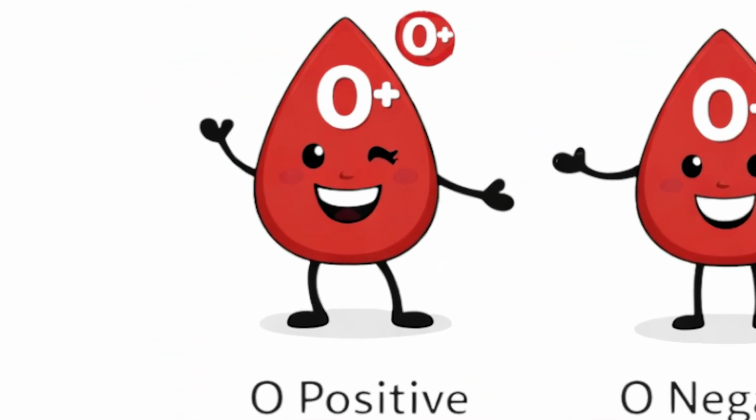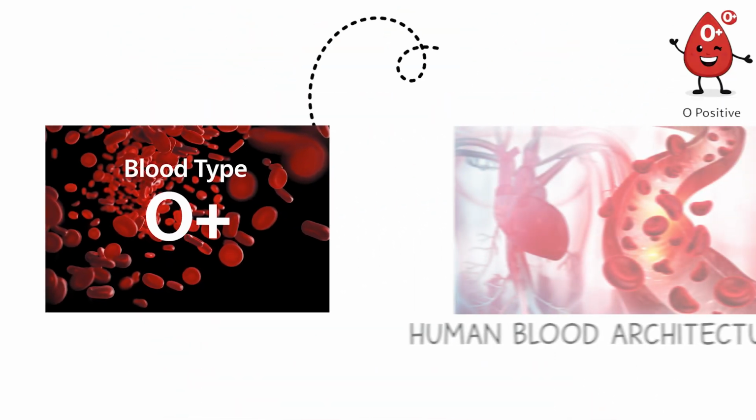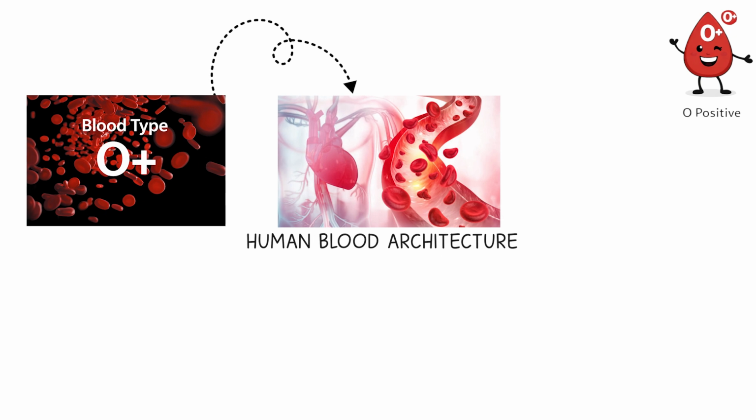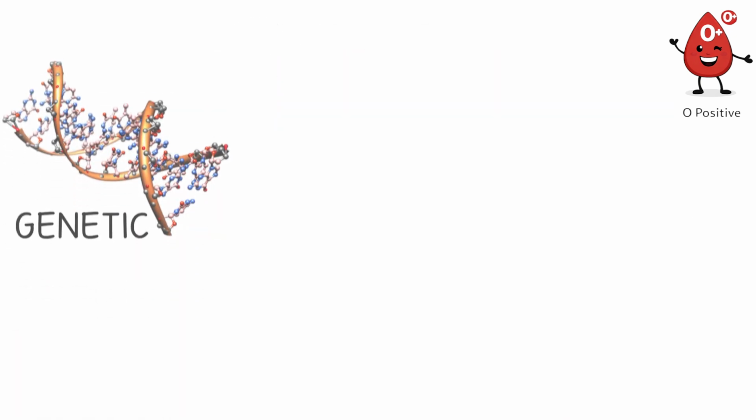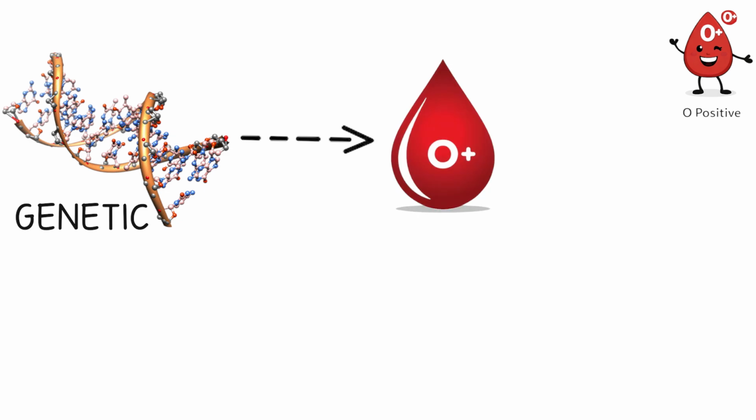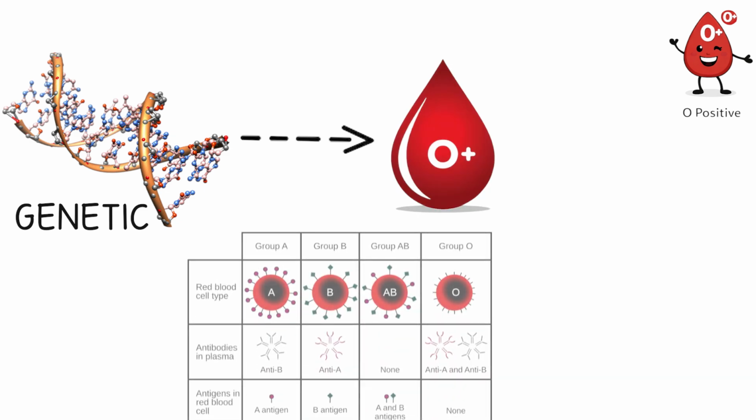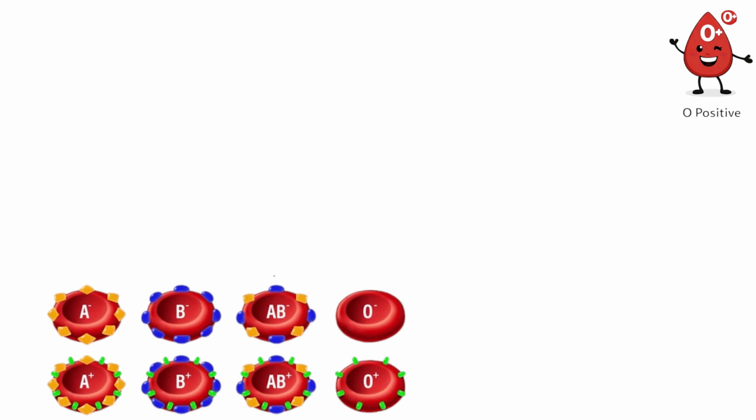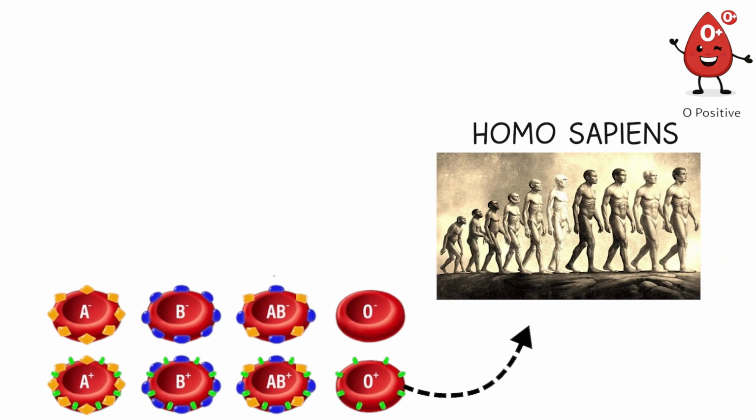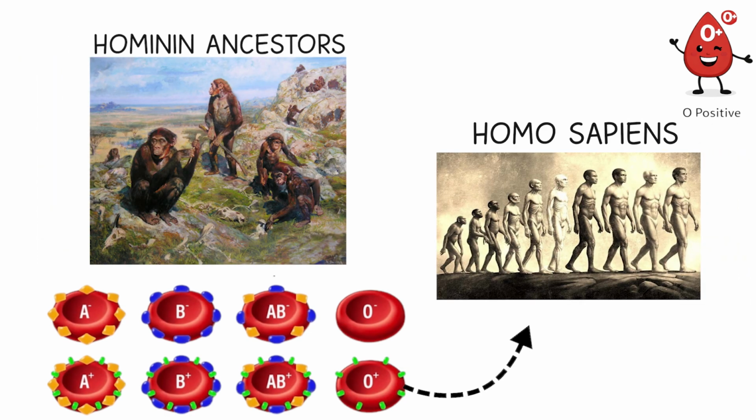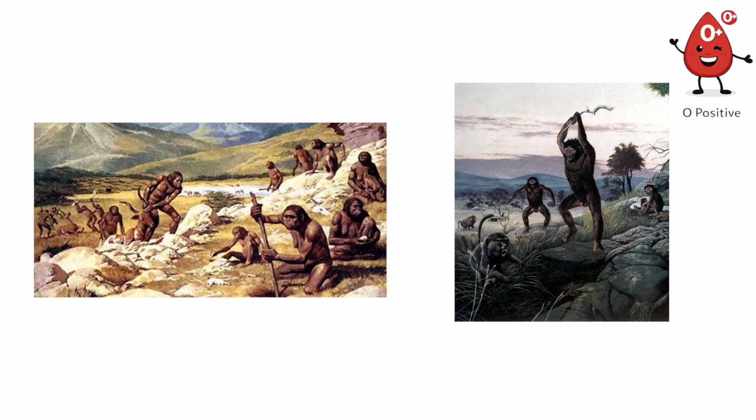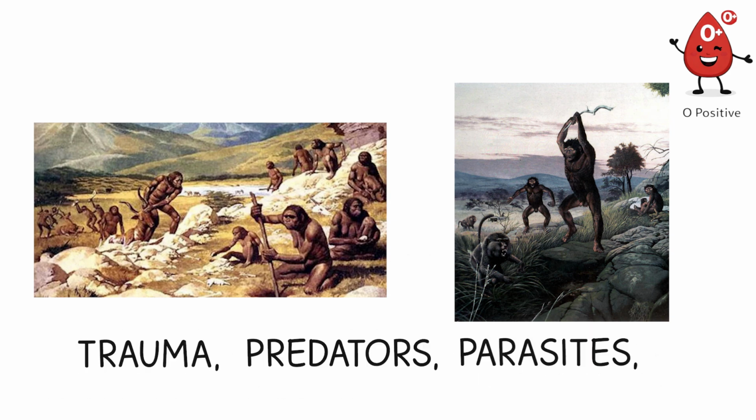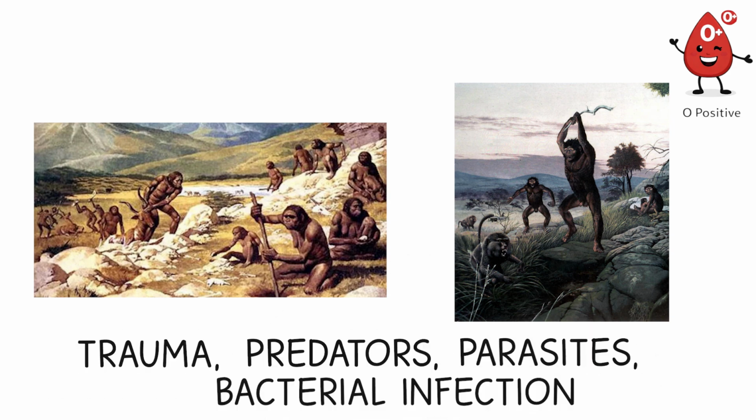O positive. Type O positive represents the original human blood architecture from which all other ABO blood types eventually diverged. Genetic evidence suggests that type O blood predates the appearance of A and B antigens, making it the foundational blood type of early Homo sapiens and possibly even earlier hominin ancestors. These early humans lived in small, mobile groups under constant threat from trauma, predators, parasites, and bacterial infection.